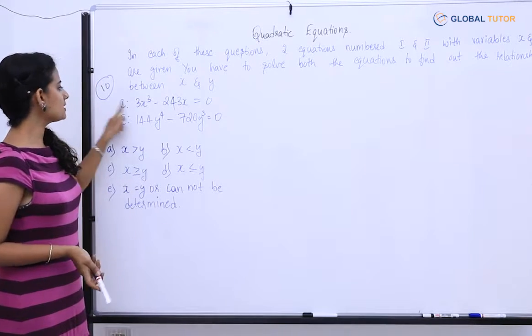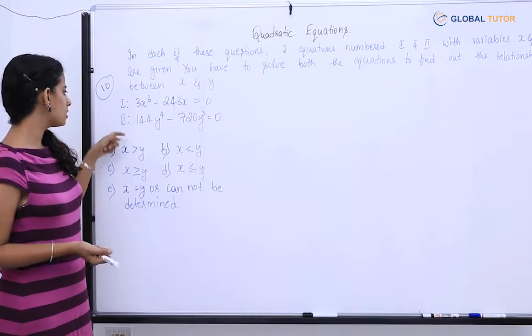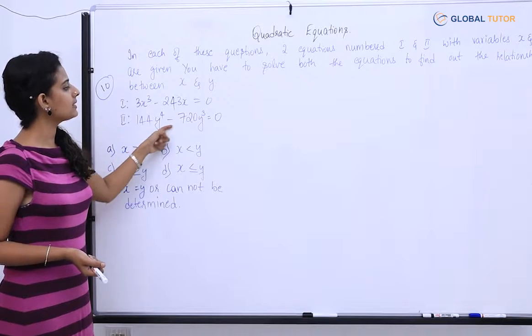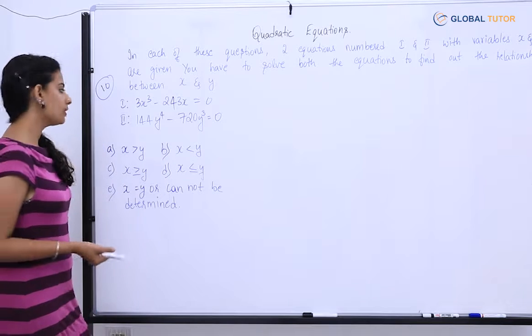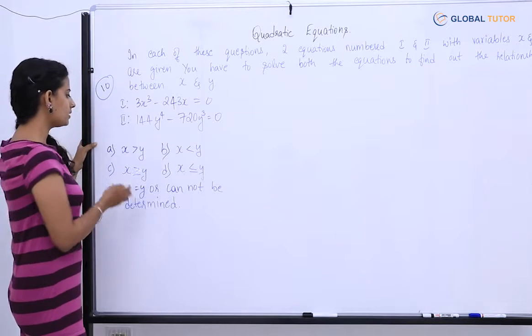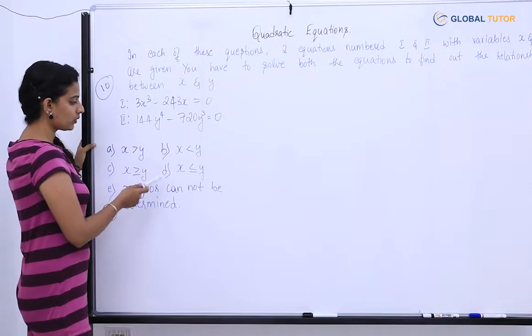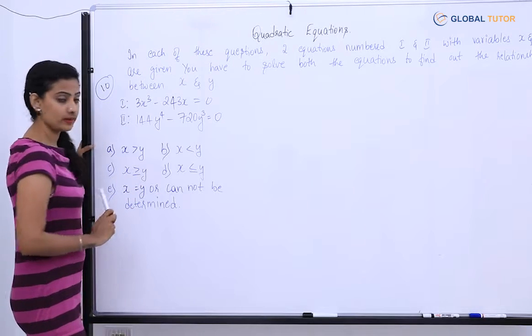The first equation is 3x cube minus 243x is equal to 0. The second equation is 144y power 4 minus 720y power 3, which is y cube, is equal to 0. I got 5 options here. X is greater than y, x is less than y, x is greater than or equal to y, x is less than or equal to y, x is equal to y or cannot be determined.